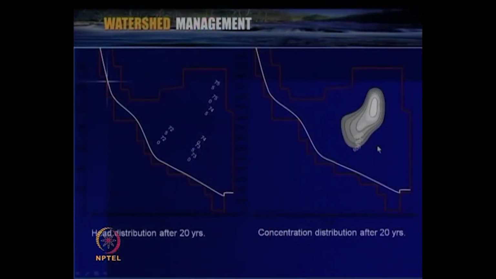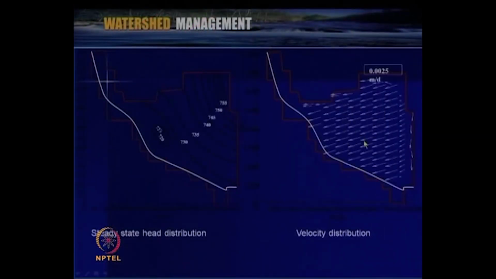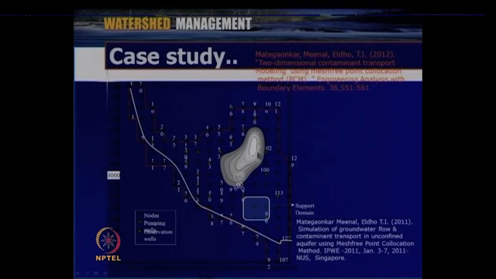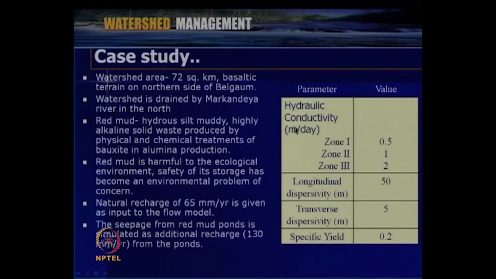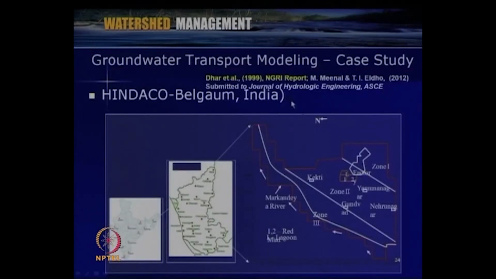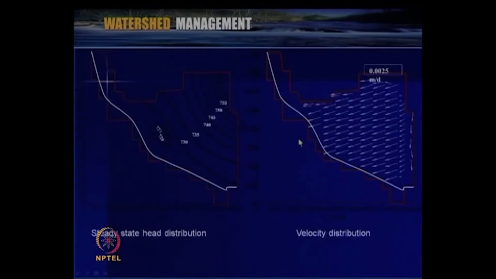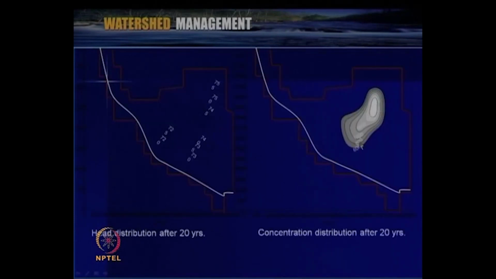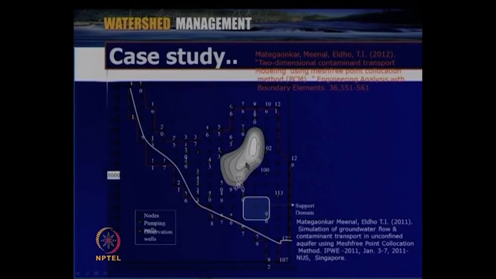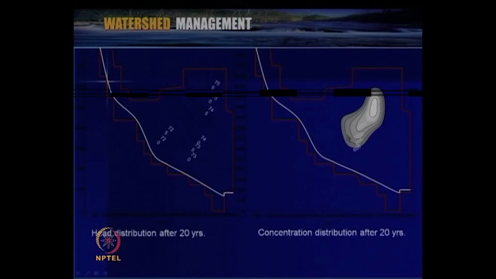And then after 20 years of the simulation, how the contamination is spreading. You can see that this is the existing contamination with respect to the 1999 data. Then after 20 years, you can see that there is only a small movement, because the hydraulic conductivity is very low in this area. So, the contamination spreading is very small as you can see here.